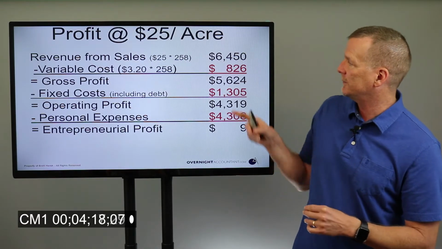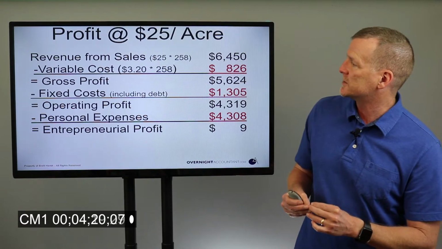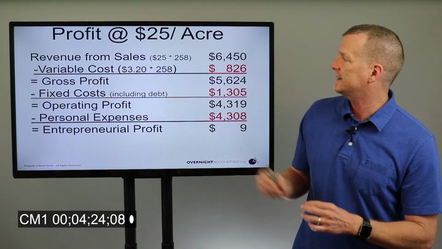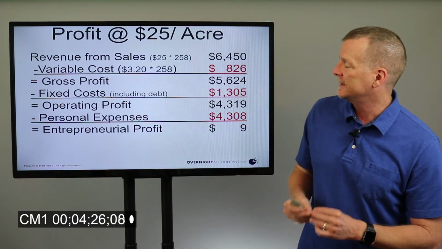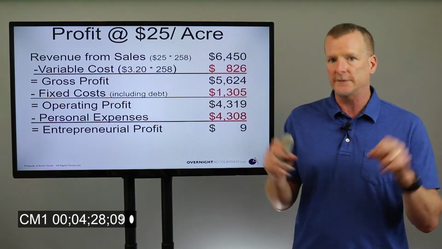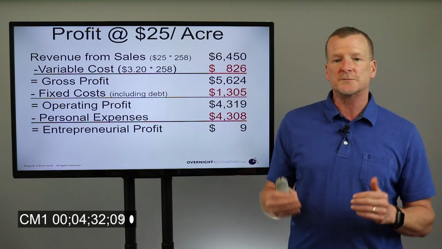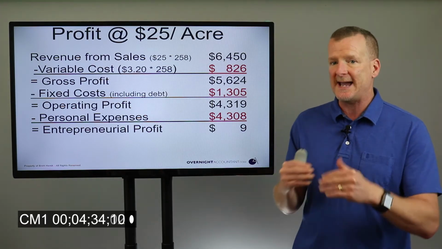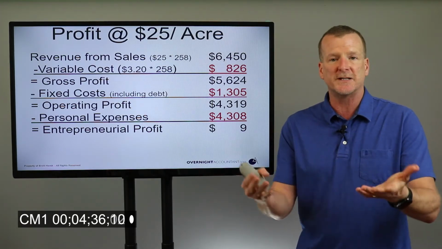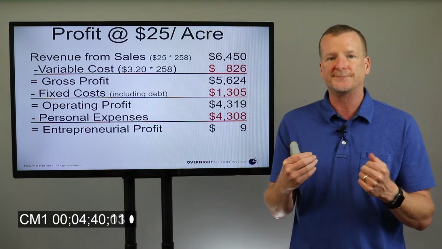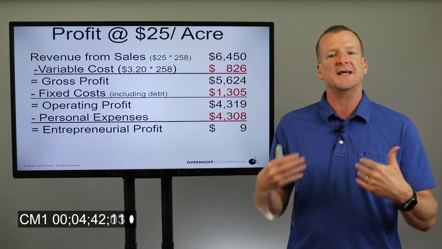So here you can see his revenue, $5,645, minus variable costs, $320 times 258 acres, $826. That gives you what we call a gross profit of $5,624. From that, we're going to subtract his fixed costs. You'll notice I added his fixed expenses plus his debt together. That's all the money coming out of his business each month. It's going to be about the same from month to month.